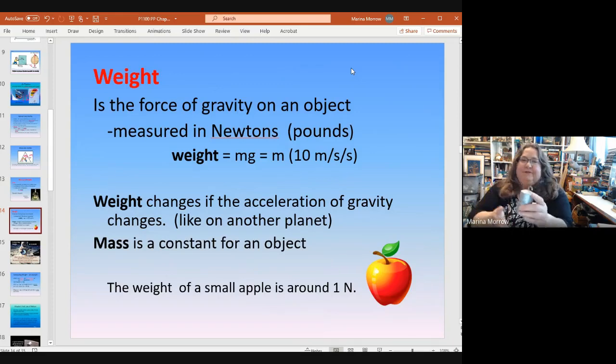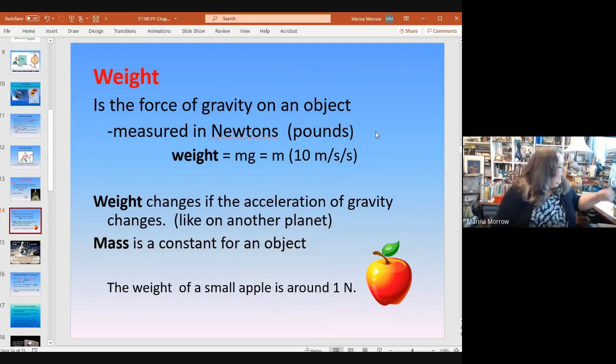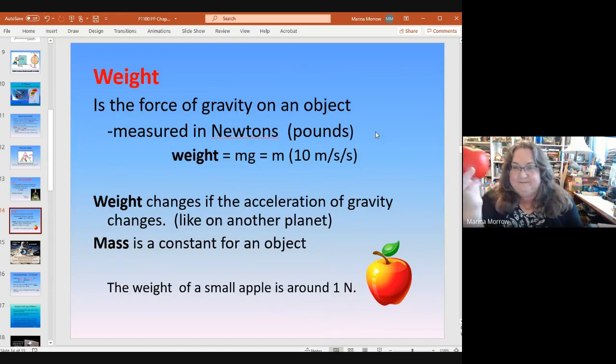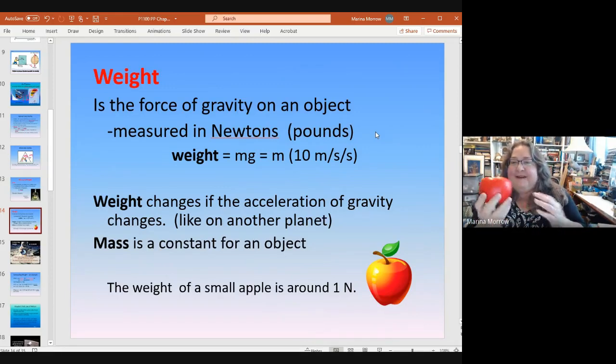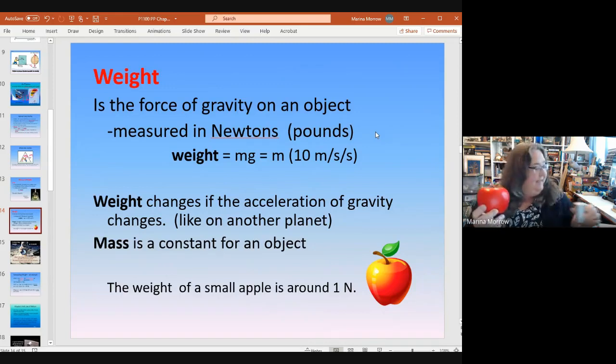So that's the force of gravity. And weight is actually a force, measured in newtons. How much is a newton? Well, this red apple has a weight of 1 newton. That would be about 1/10 of a kilogram, so it's about 1/10 the mass of a kilogram mass.